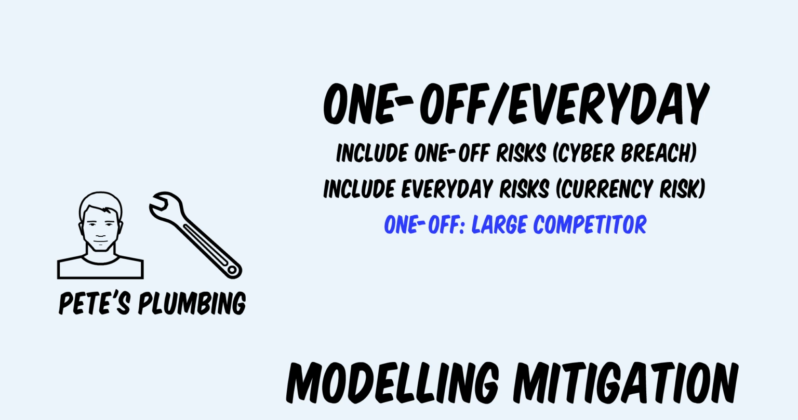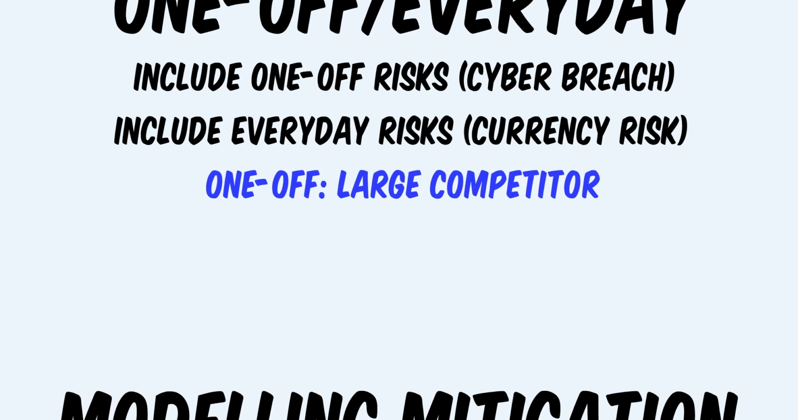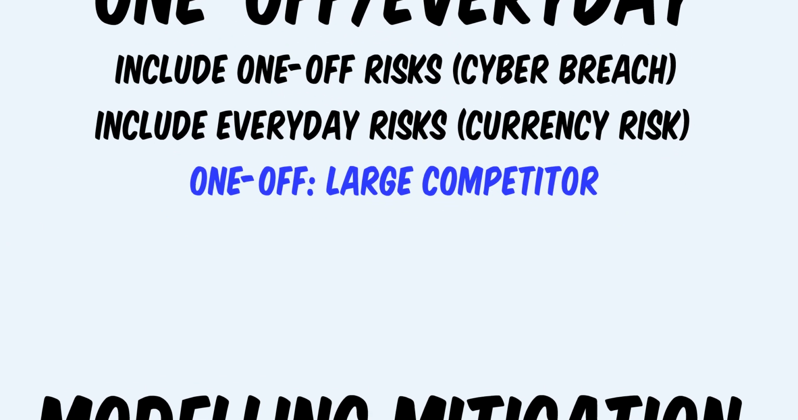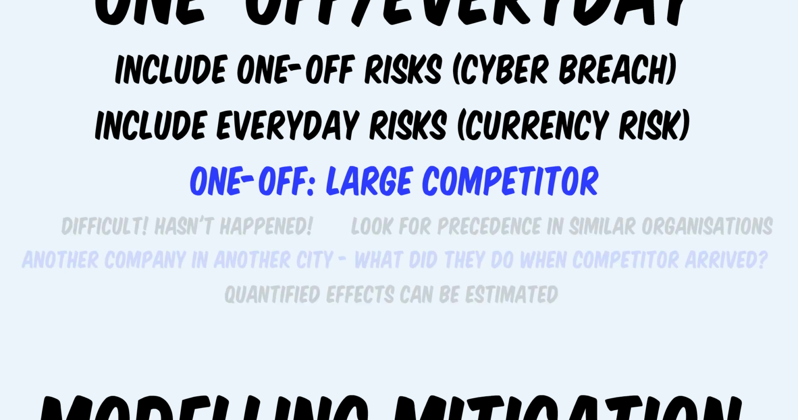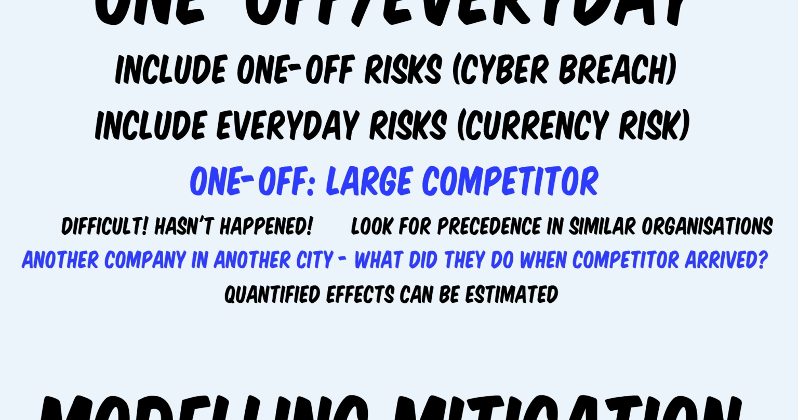So how would Pete deal with his one-off risk of a large competitor? Well, the problem with trying to mitigate against one-off risks is that they are one-offs. They haven't happened before, so it's quite difficult to draw up a plan for how you're going to deal with that. So what he might do is look for precedents in other organizations. So let's look at the risk. The risk is that this large national chain is moving into his local area.